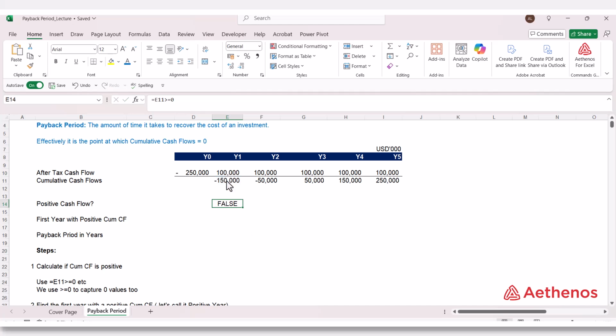So I get a false here. It's not greater than 0. It's negative. So if I copy it across like this, I find that somewhere in year 3, it has become positive, or true. So thereafter it's positive. So I can use this kind of formula to find out when the cash flow becomes positive.